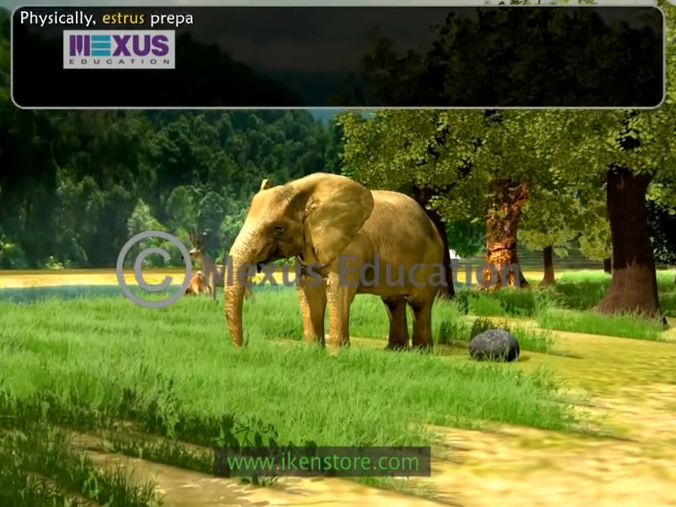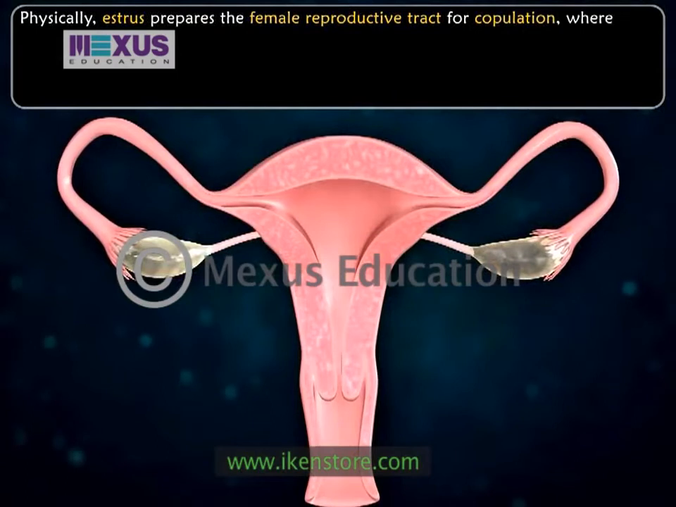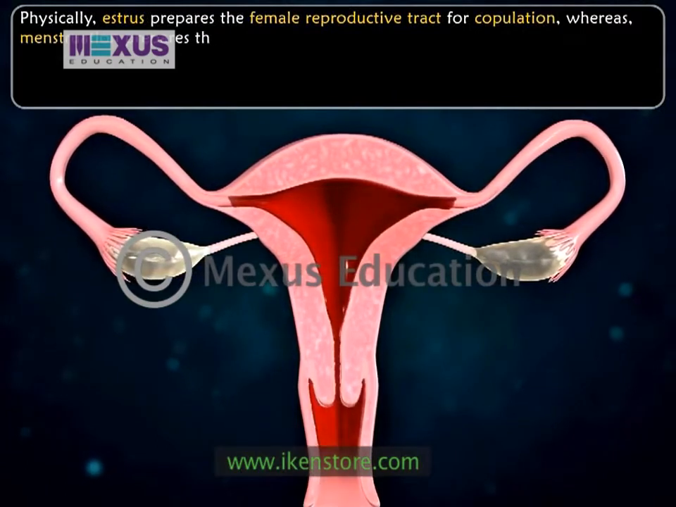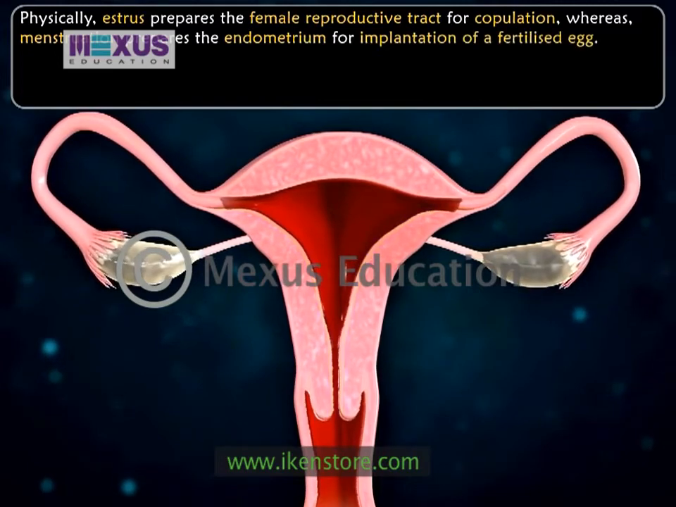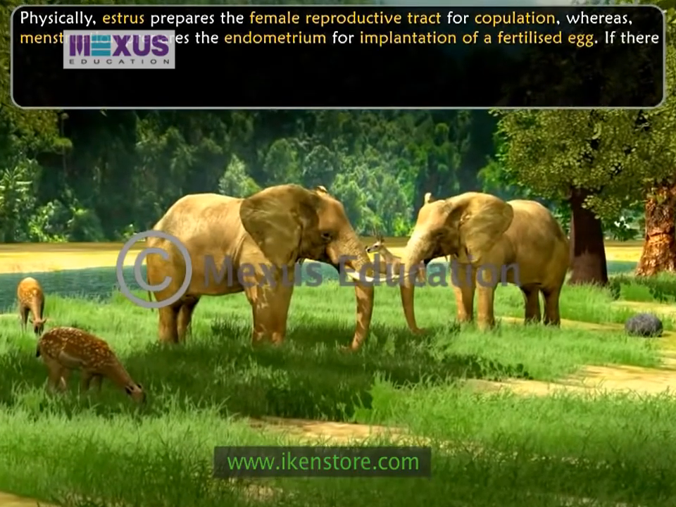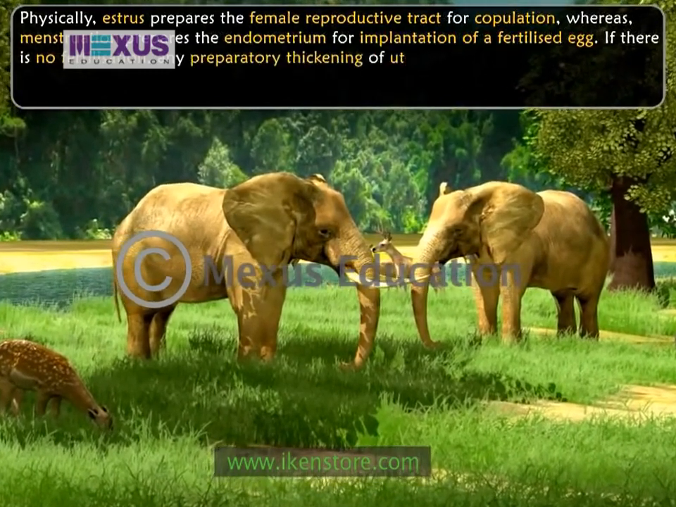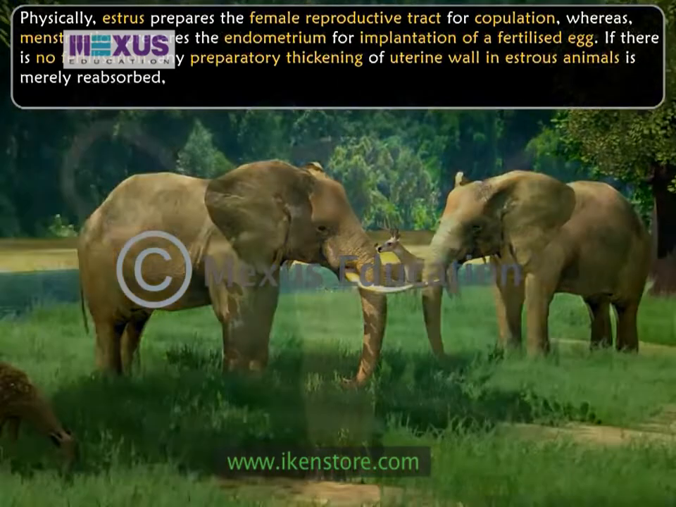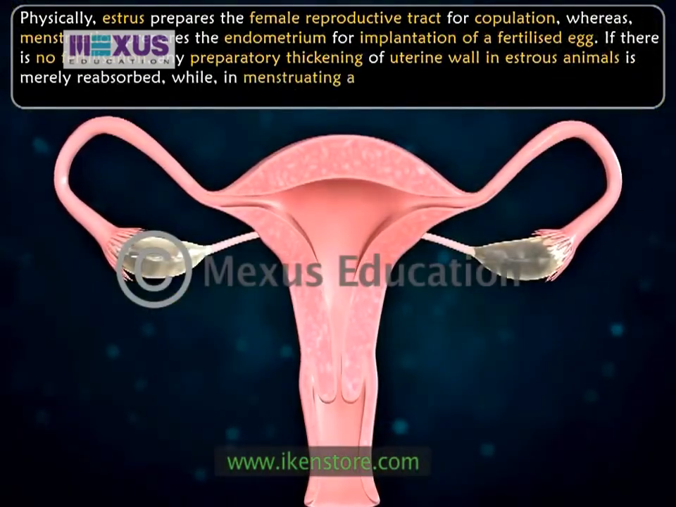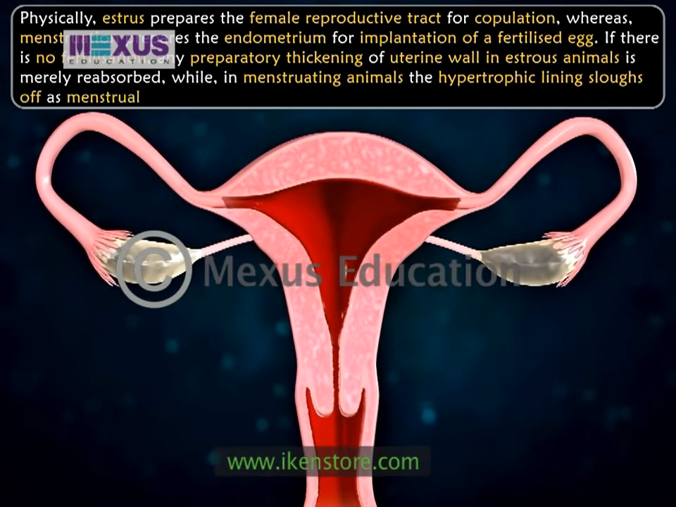Physically, estrus prepares the female reproductive tract for copulation, whereas menstruation prepares the endometrium for implantation of a fertilized egg. If there is no fertilization, any preparatory thickening of uterine wall in estrus animals is merely reabsorbed, while in menstruating animals, the hypertrophic lining sloughs off as menstrual flow.